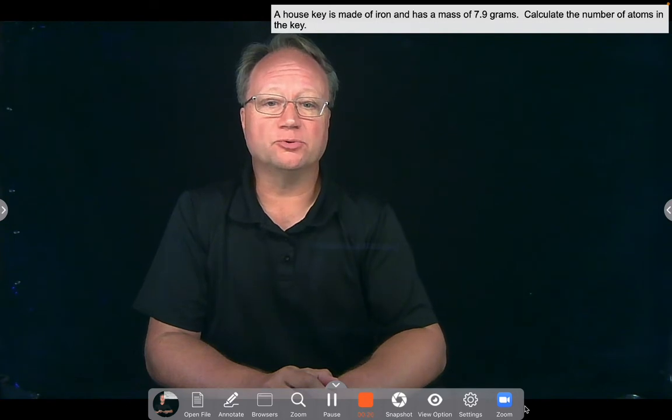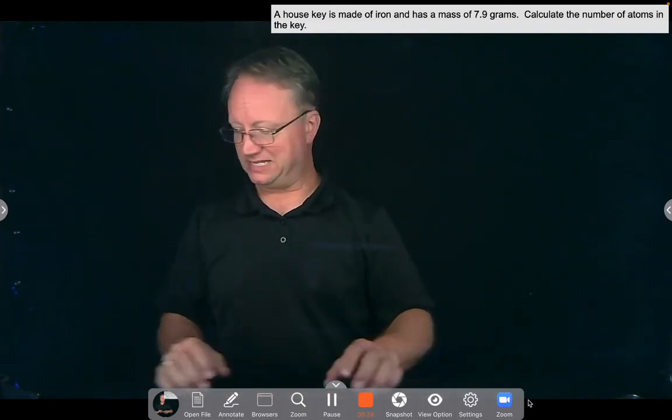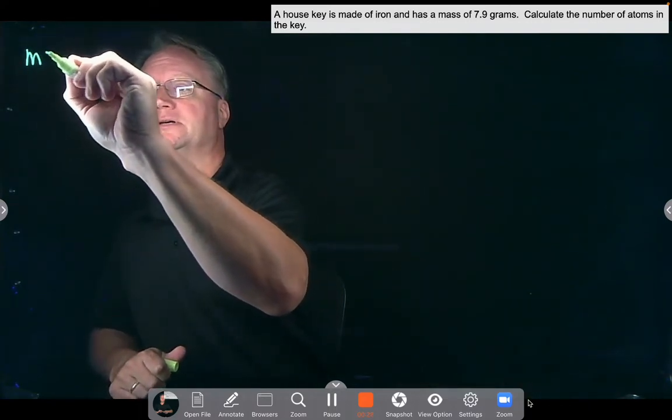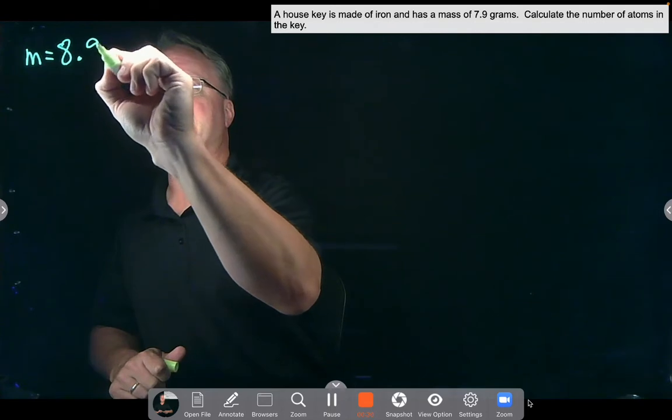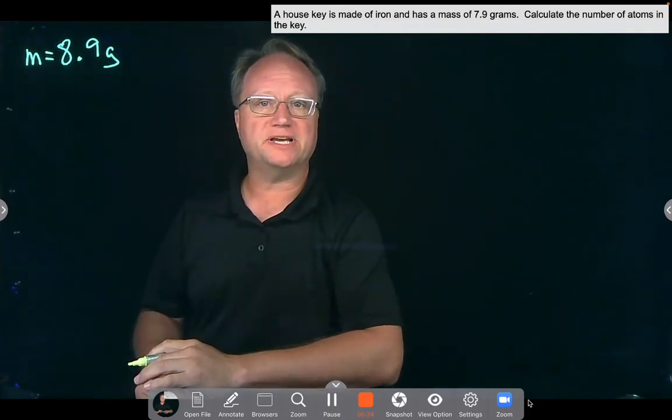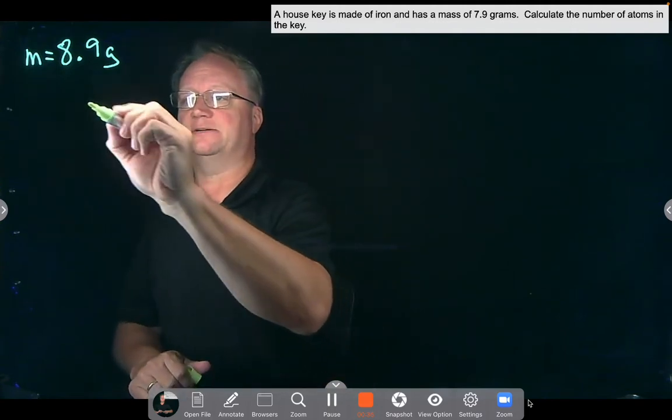Now, leading into nuclear calculations, let's consider a calculation of how many atoms are in a substance. So you have an ordinary house key made of iron. It has a mass of 7.9 grams, and you want to calculate the number of atoms, individual atoms of iron, that make up that key. So then we really just start with one number, mass of 8.9 grams. So let's consider one way to be able to calculate the number of atoms.